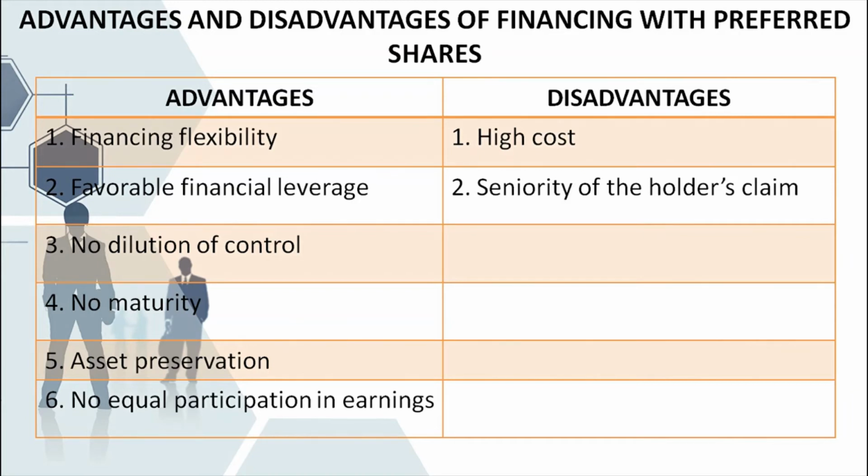The second disadvantage is seniority of the holder's claim. Preferred shareholders have preference over ordinary or common equity shareholders in the payment of dividends and the liquidation of assets that may jeopardize the ordinary equity shareholders' return.